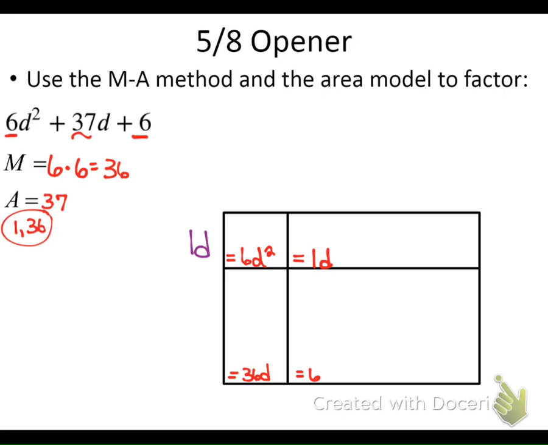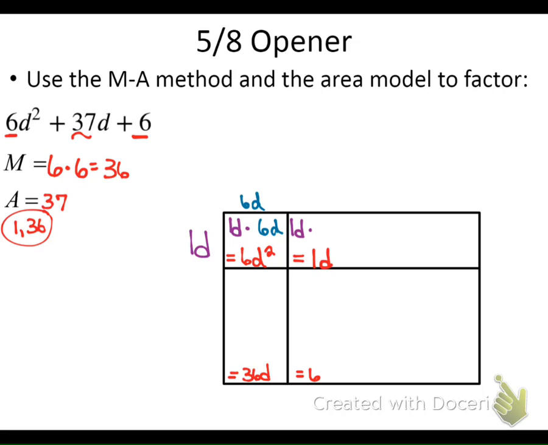Did you guys do this yesterday? We did different. All right. So now I'm trying to find the width. So I think 1D times what gets me to 6D squared? 6D. So that becomes my width.